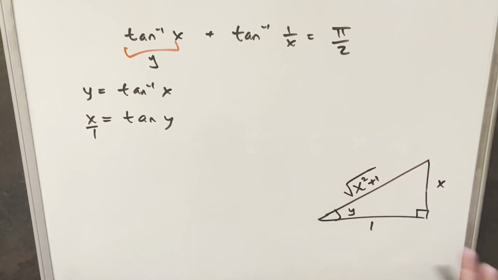And once we have our triangle, of course, we could find any other trig function we want. Like, just for example, if we wanted to find sine of y, we could just go opposite over hypotenuse, which is going to be x over square root of x squared plus 1.